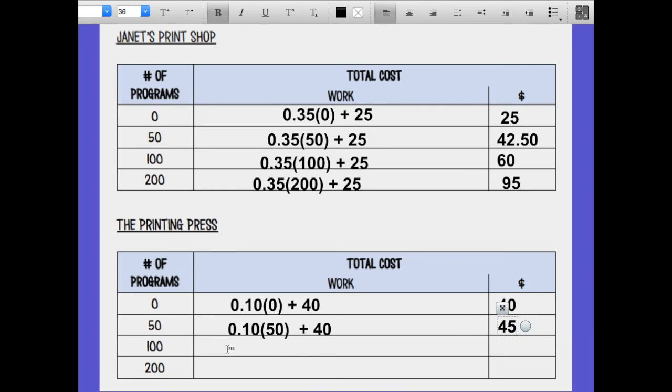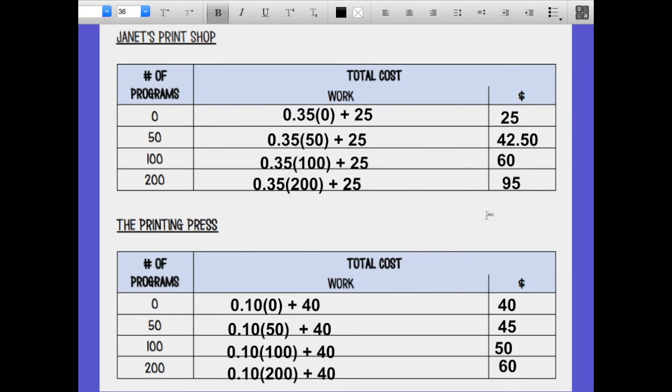All right, 45 here. Multiply by 100, add 40. So you should get 50. Multiply by 200, and you do have to show the work here for this. That is part of what you're being graded on, that you show you know what you're doing. And we get 60 here.